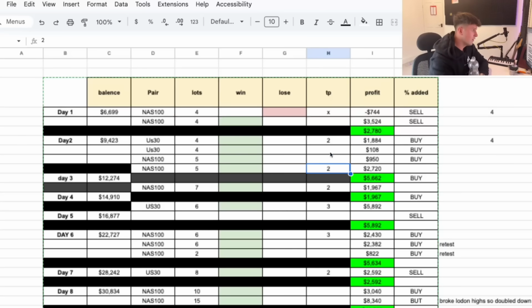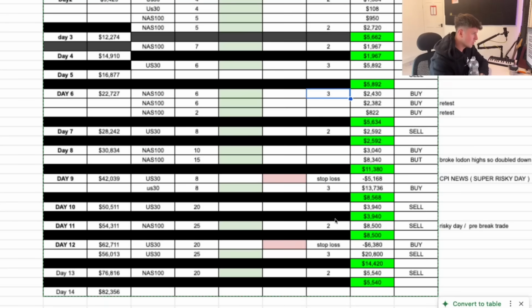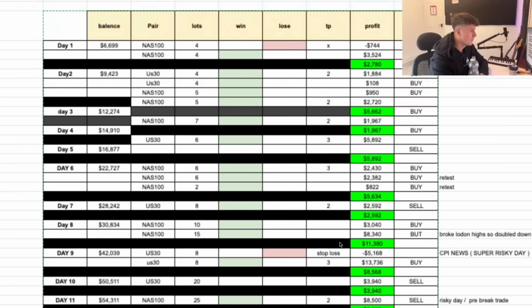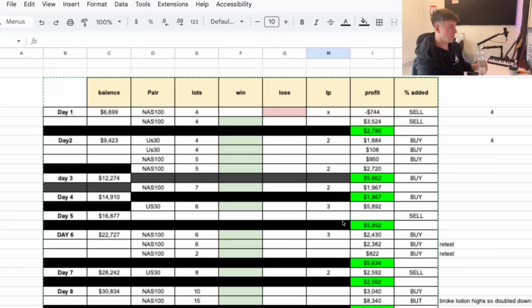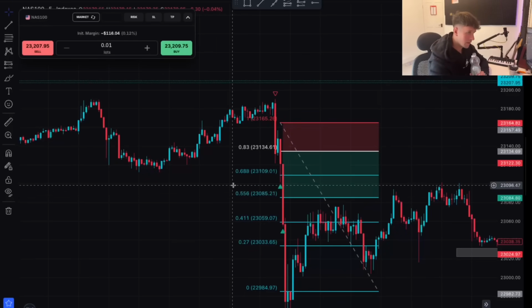If you haven't subbed already, you better click the button. Look, TP2, TP2, TP2, 3, 3, 2, 3, 2, 2. It's usually around that 2 level. Just me backing my point. So this is the level Mamba typically gets out.